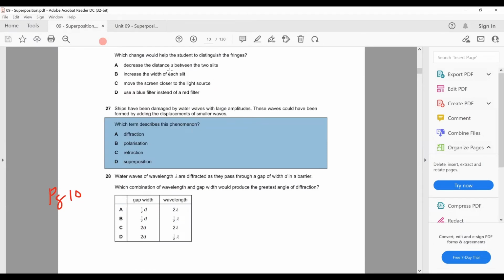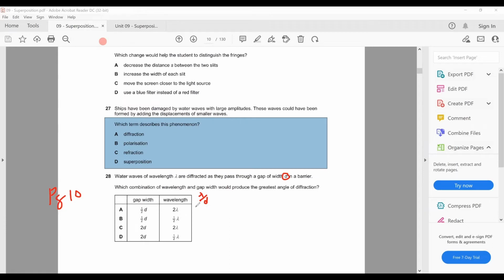Okay. So in your case, lambda over d. In the notes, I wrote it as lambda over w. But here the width is actually written as d. So I just use the same symbol. So what you do is you take the ratio of lambda over d and see which one gives you the largest value.